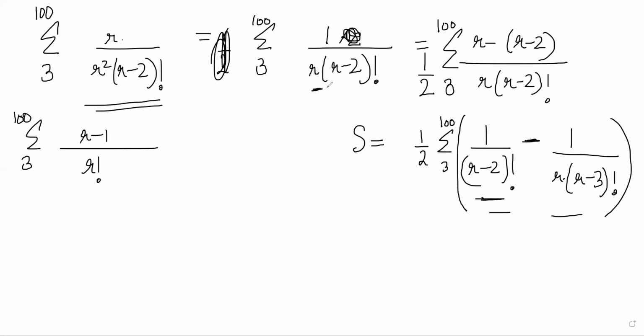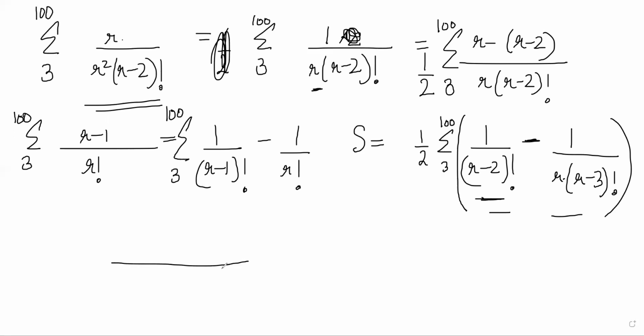Only (r minus 1) was missing here. Now you get 1 by (r minus 1) factorial. Now it is done, right? Now it will cancel nicely. Because these are successive terms, so there's no issue. You will cancel it off nicely and you will get the sum.